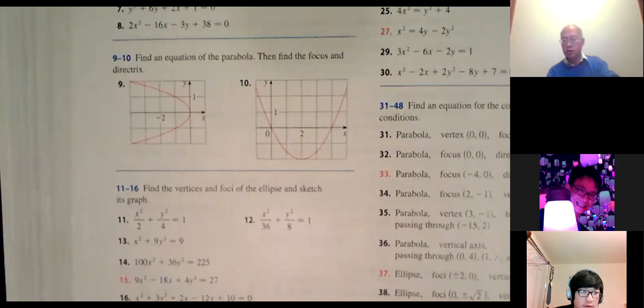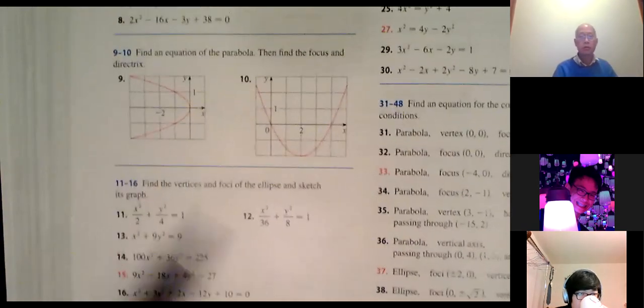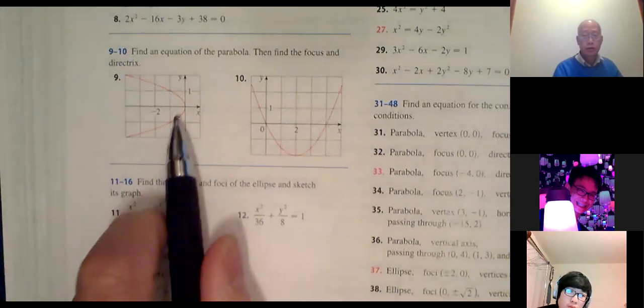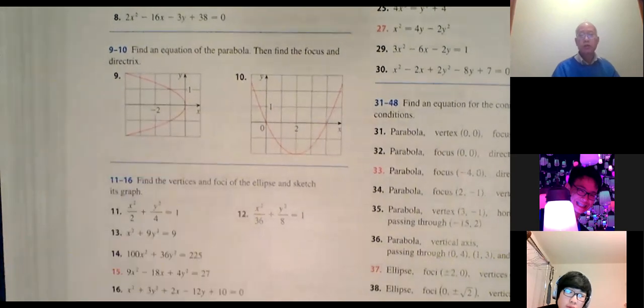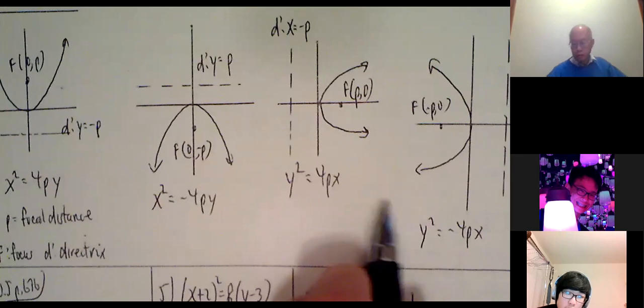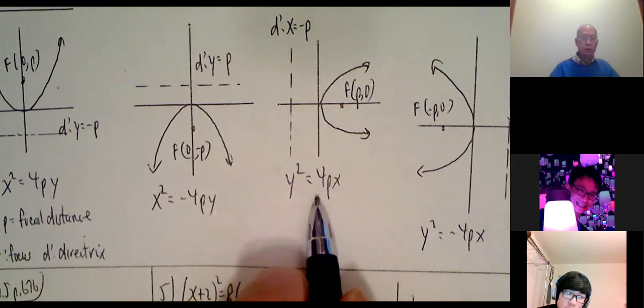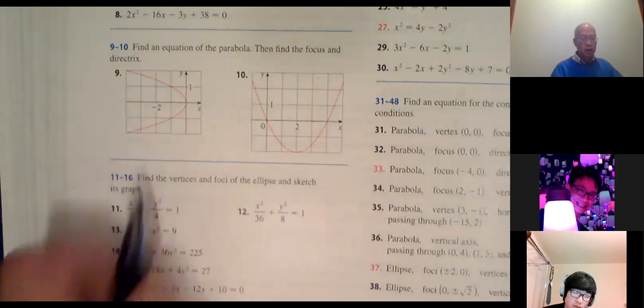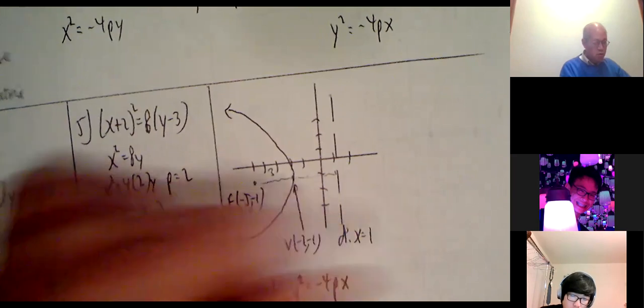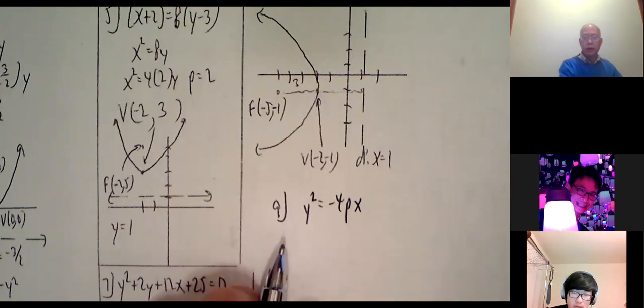Number 9, they show you a picture. Find the equation. Okay, so how do I find the equation? Vertex is the origin, opens left. So again, it's a version of y squared equals negative 4px. Looks like this. Okay, so for number 9, let me write that down. Y squared equals negative 4px.